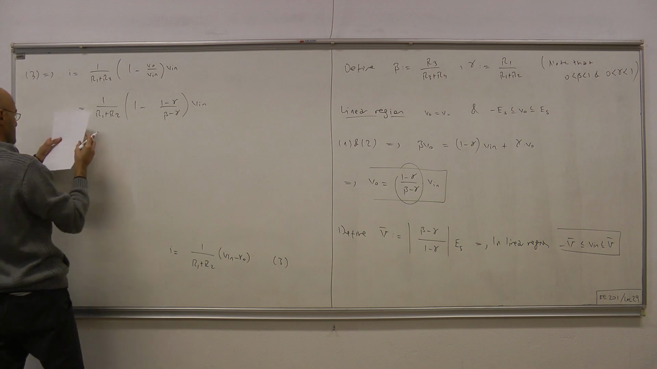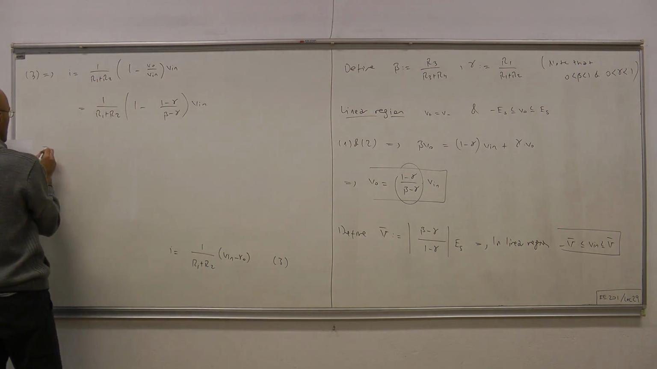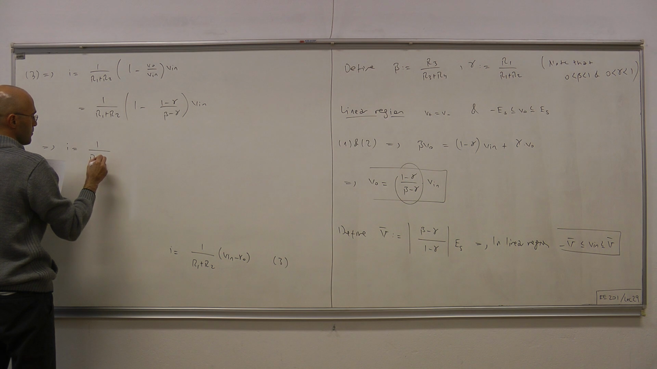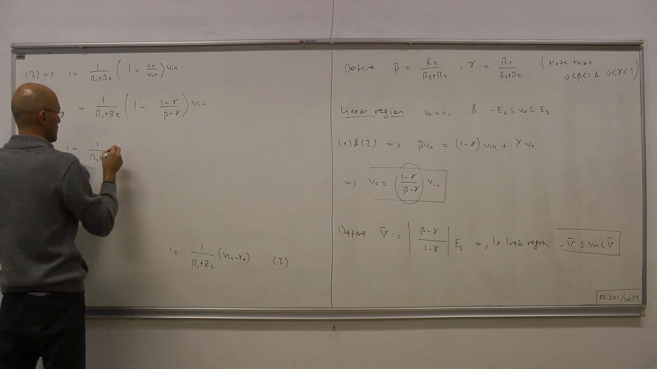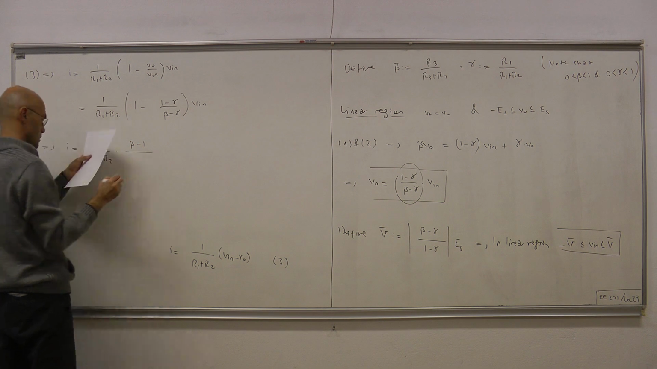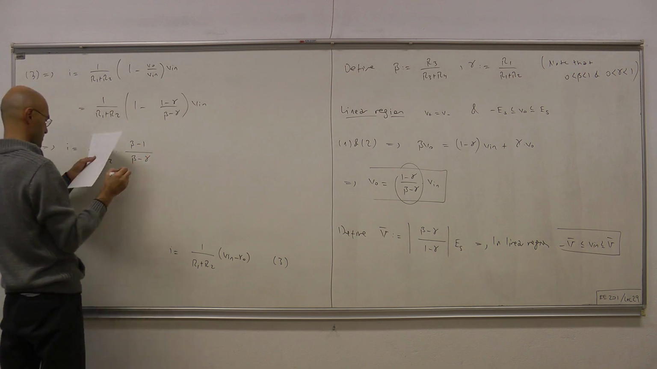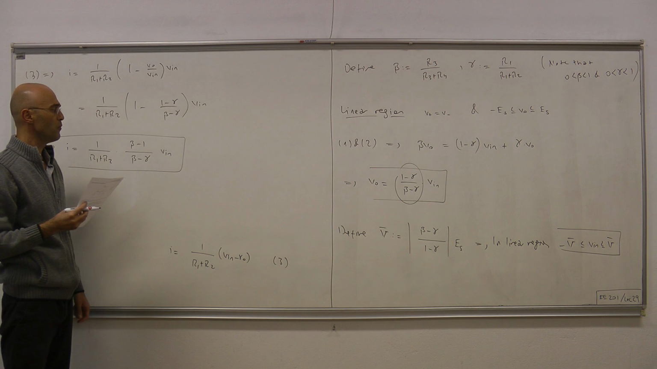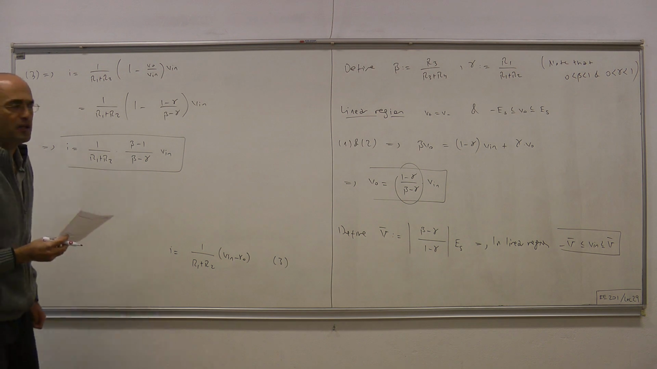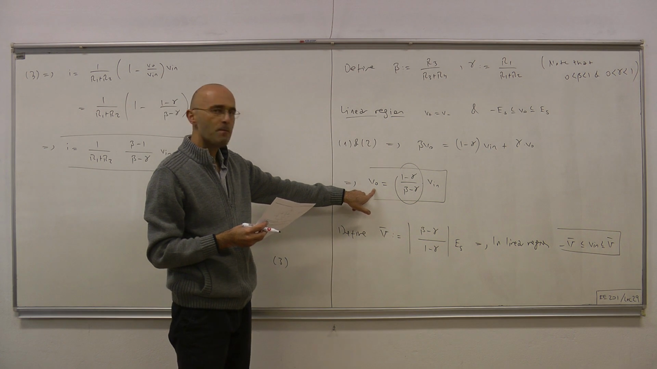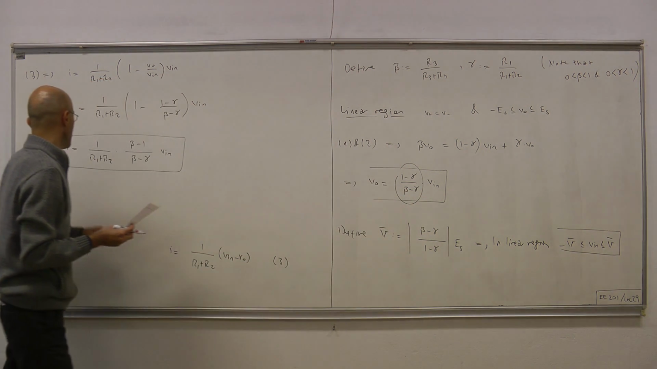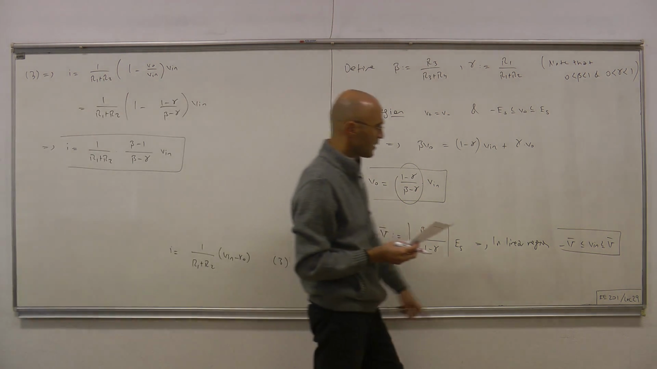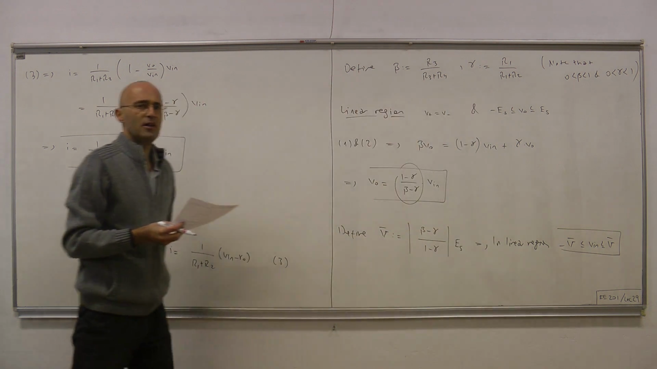Okay. That's our relation. So this simplified yields 1 over R1 plus R2 times beta minus 1 over beta minus gamma times V. And with this, our analysis for the linear region is complete. We have the input-output relationship, we have the input voltage and input current relationship, and we have the condition under which those relations hold.